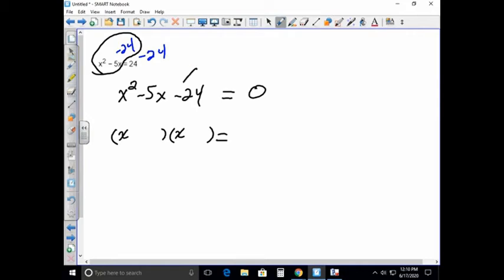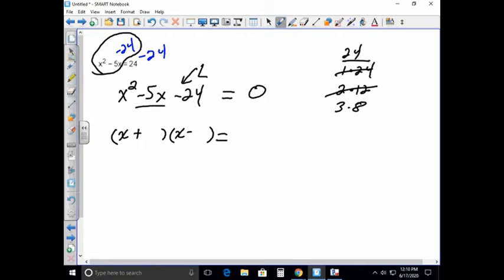Since this last sign is negative, our last numbers have to multiply to make a minus, so that's a positive times a negative. And then what numbers multiply to make 24? Since we have different signs, we need a difference of 5. So 1 times 24, that doesn't have a difference of 5. 2 times 12, that doesn't. 3 times 8, hey, that does. Those have a difference of 5.